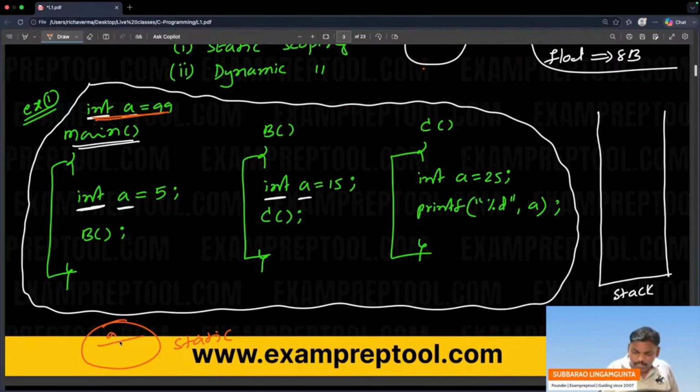For variable A, memory is allocated. How many bytes? Because it is an integer, 4 bytes of memory are allocated. See, from 1000 onwards, 4 bytes of memory are allocated, and in that 99 will be stored. Okay, fine. Compilation is over. Let us assume checking is done.